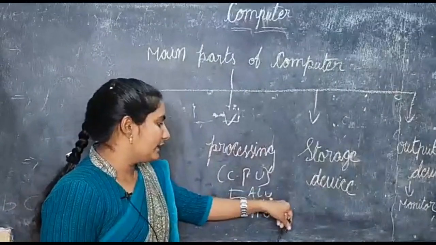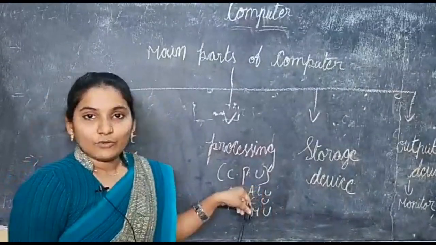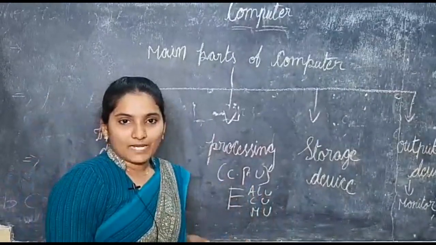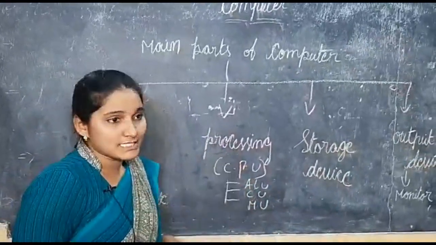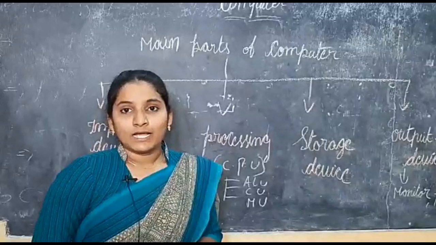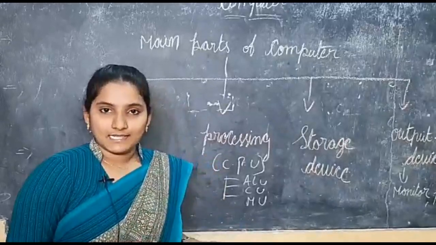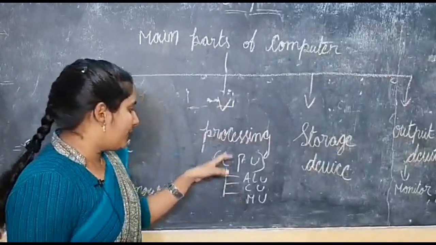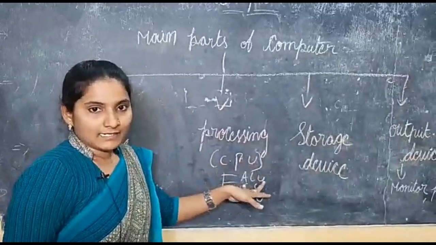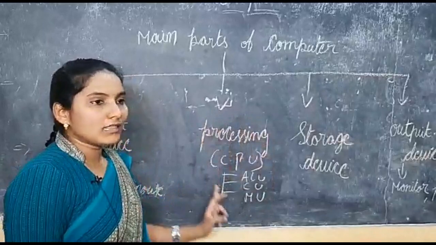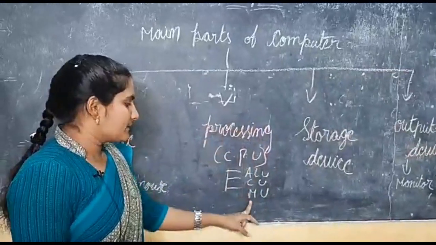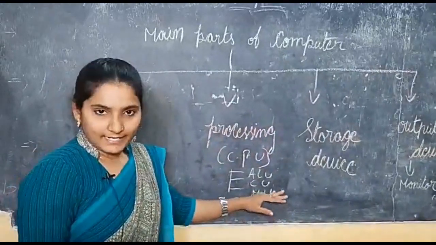Arithmetic logical unit. Arithmetic means, you know, in maths, addition, subtraction, division, that we are doing, these arithmetic problems. And next, logical means comparing 2 statements, like lesser than or greater than. That type of part is solved by this arithmetic logical unit. Next, the control unit controls all the parts of data. And next, the memory unit stores the data.